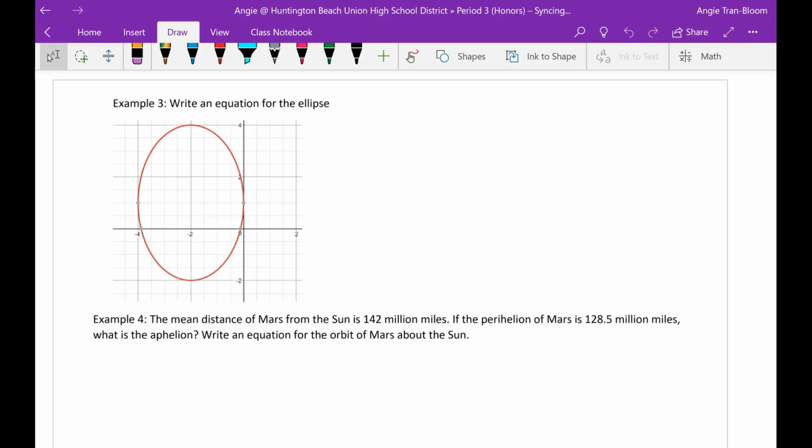Hi guys, this recording is for example 3 from section 10.3, on the ellipse. All right, so example 3 says write an equation for the ellipse.